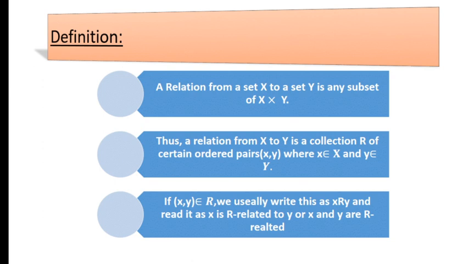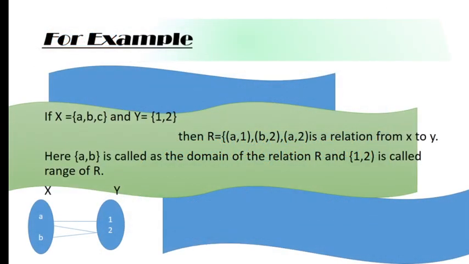In this relation, R is a collection of certain ordered pairs (x, y), where small x is an element of capital X and small y is an element of capital Y. This is called a relation. The element of the relation is the ordered pair (x, y). X is related to Y means the ordered pair (x, y) belongs to R. We usually write this as x R y, and read it as x is related to y.